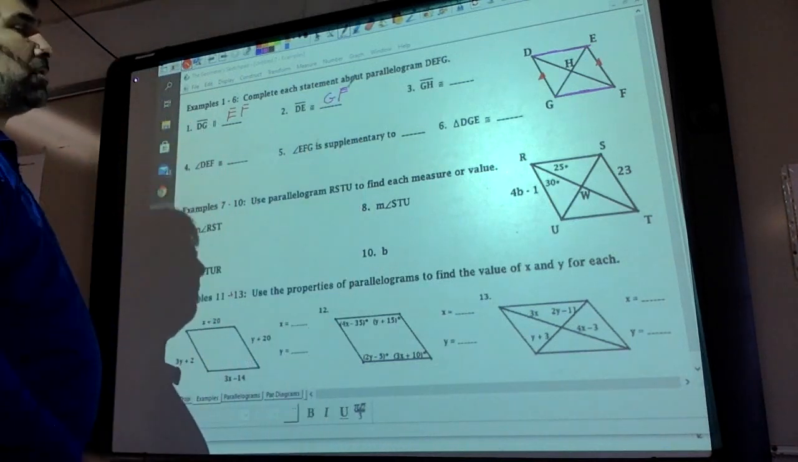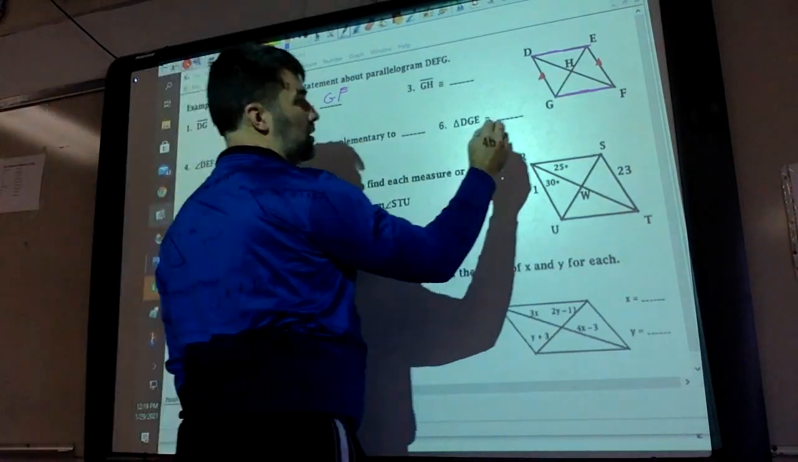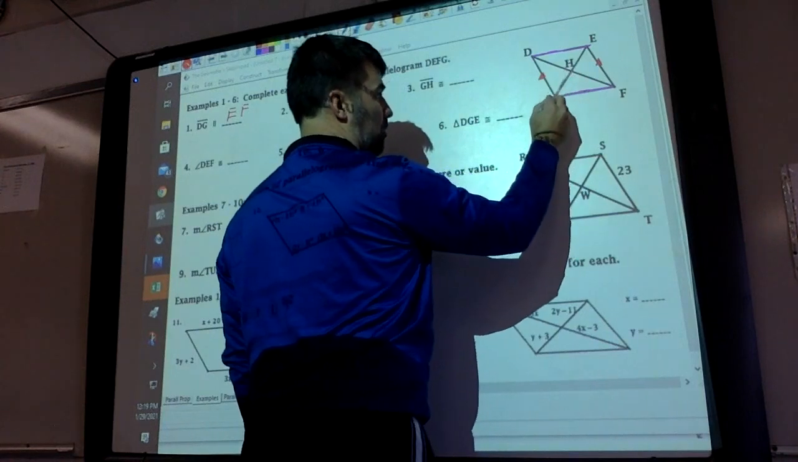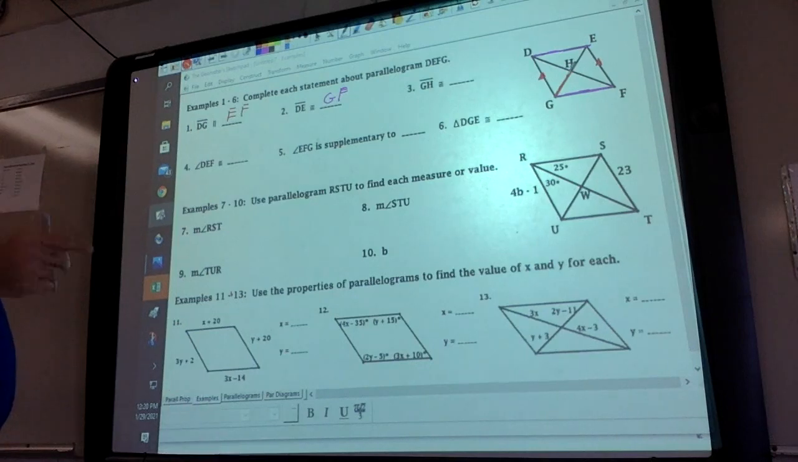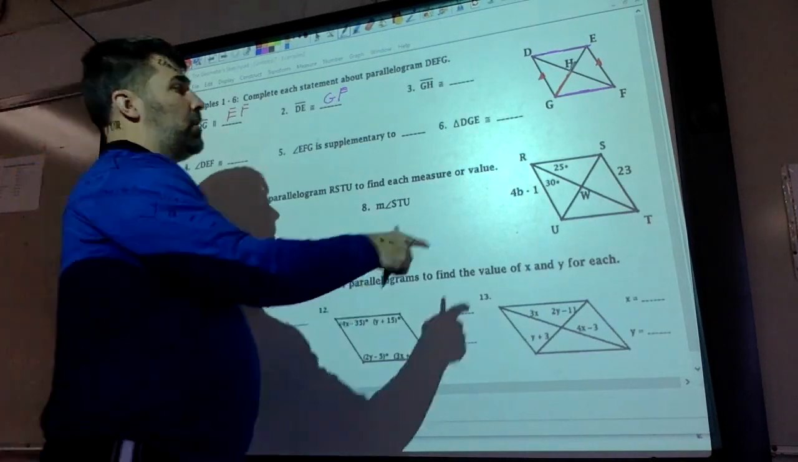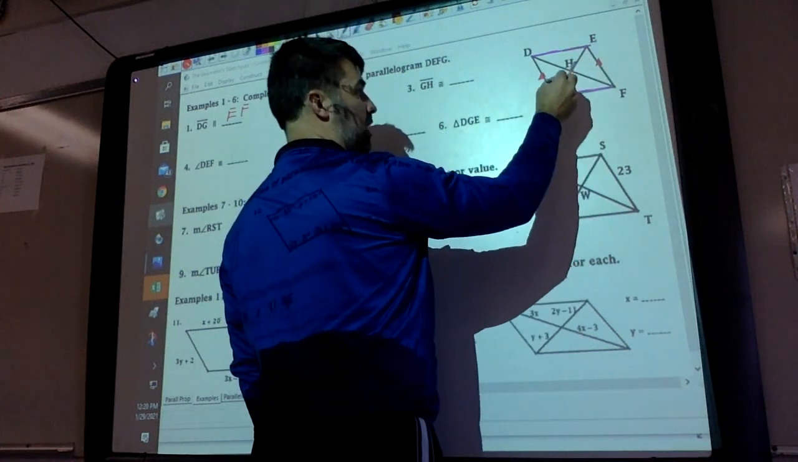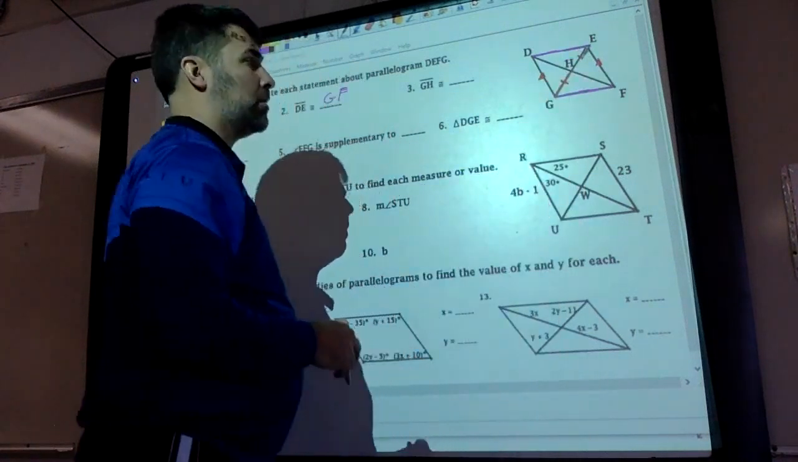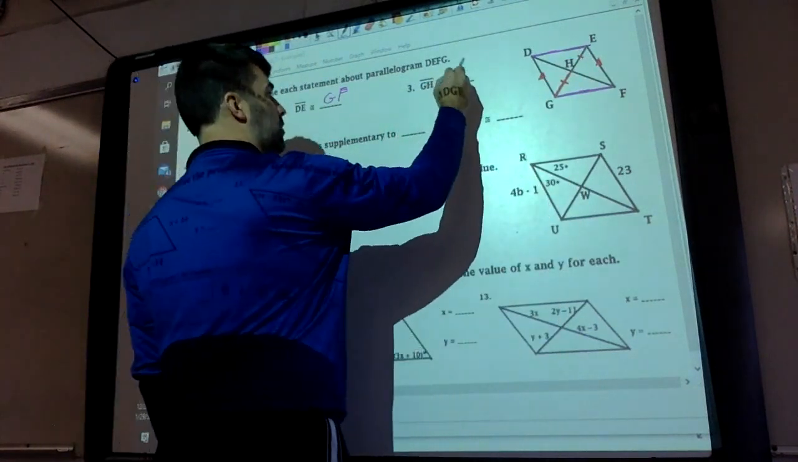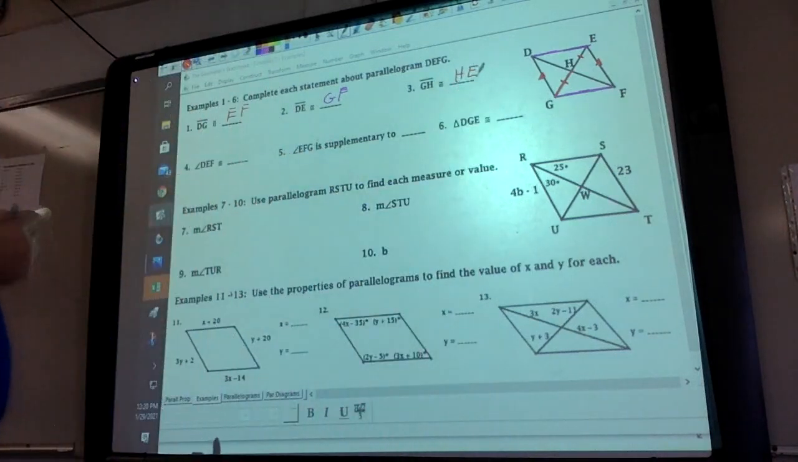All right, then GH. Now GH, if you look at it carefully, GH is actually part of the diagonal. So the diagonal property of a parallelogram is diagonals bisect each other. So if this diagonal DF cuts this one in half, whatever GH is going to be the same as HE. Diagonals bisect each other. So this would be HE. So again, your question, am I dealing with sides, angles, or diagonals? And that's going to help you figure out what properties you're using.